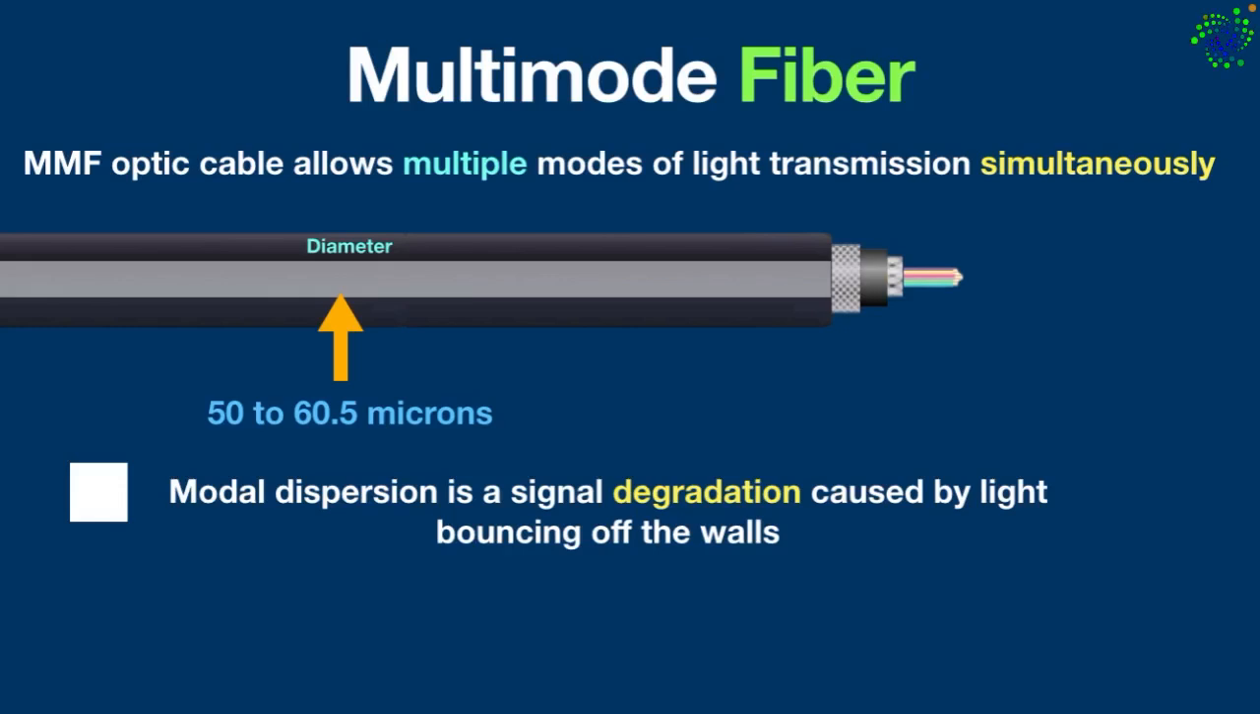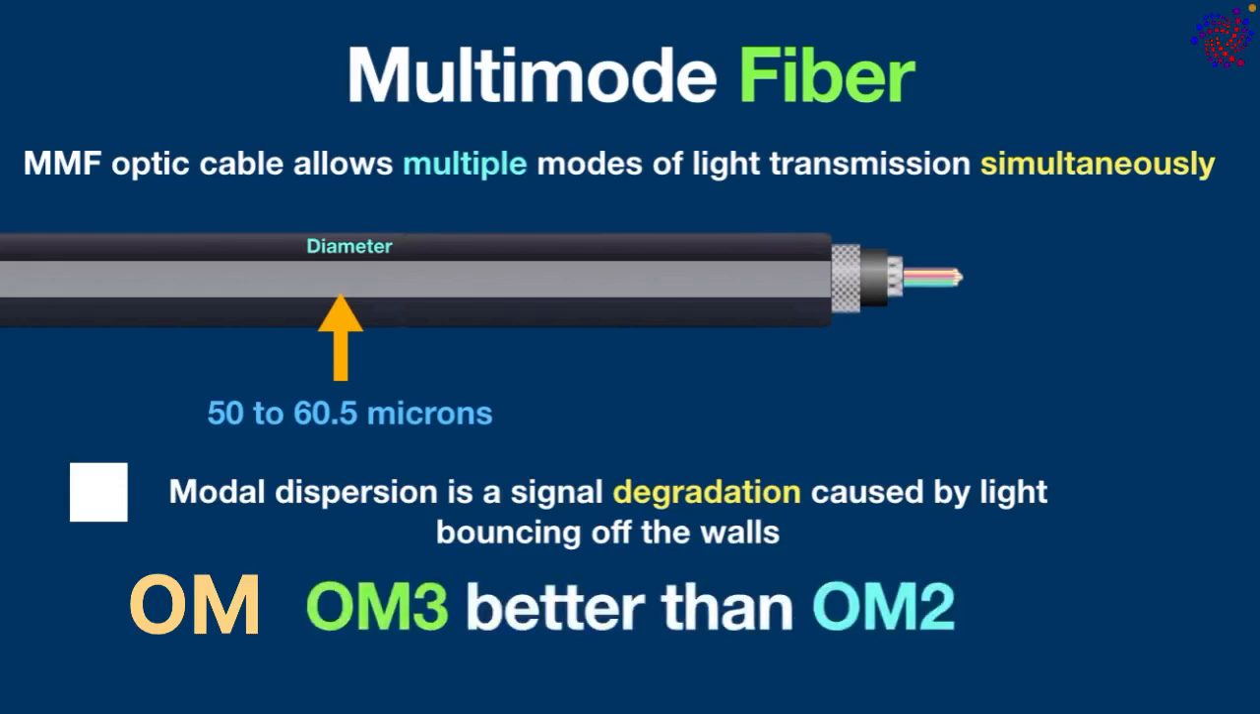As improvements were made to multi-mode fiber core, OM type increased. For example, OM3 is better than OM2 due to the better reduction of modal dispersion, giving higher OM types of multi-mode fiber longer reach with better bandwidth.